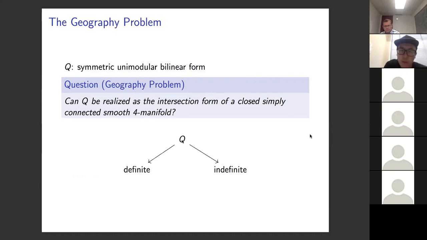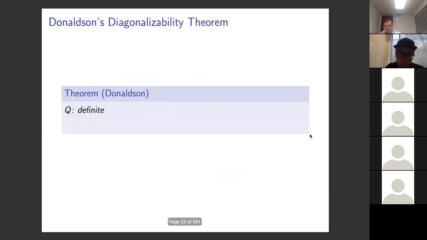Algebraically, the classification of symmetric unimodular bilinear forms is kind of complicated, especially when it's definite. However, there's a groundbreaking theorem by Donaldson, which proves that if Q is definite, although we still don't know a complete algebraic classification of definite unimodular symmetric bilinear forms, when it can be realized by a smooth four-manifold, it has to be either I or minus I.